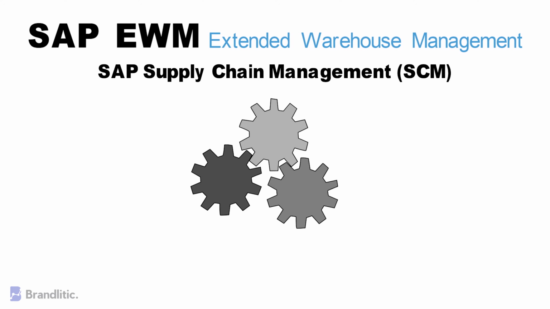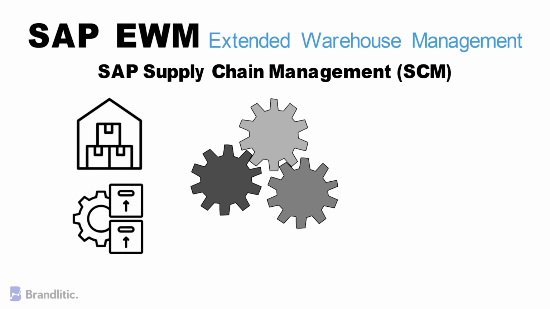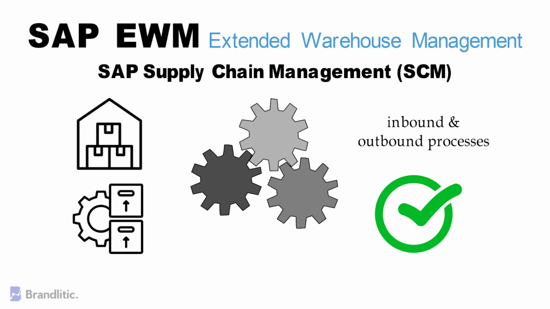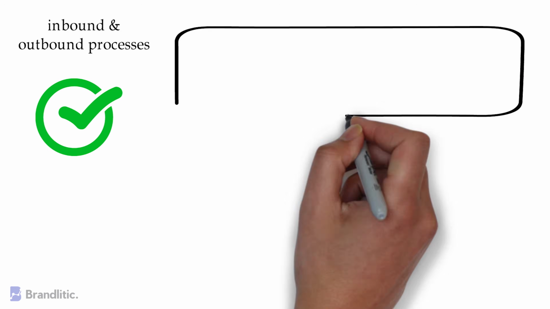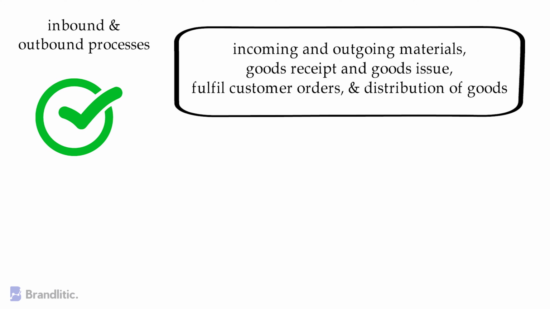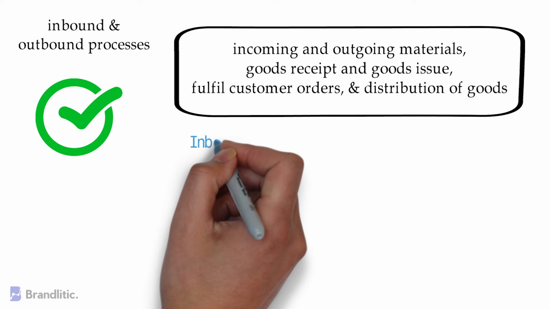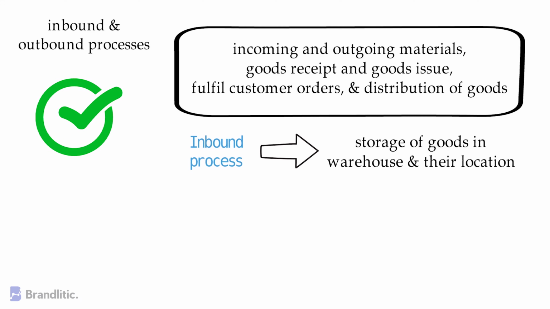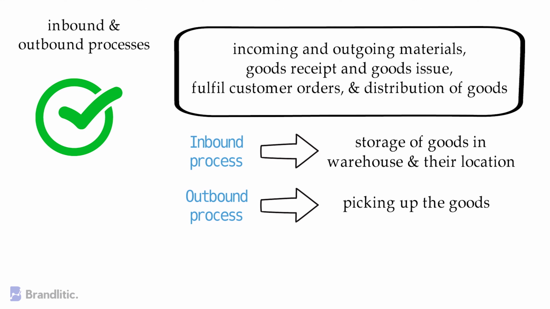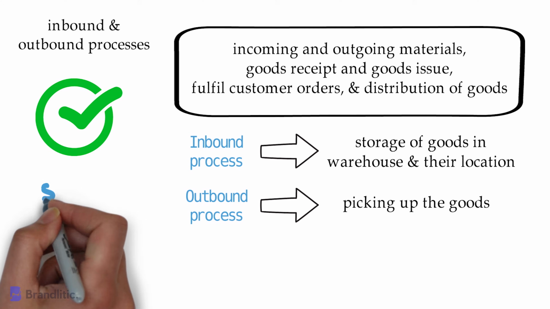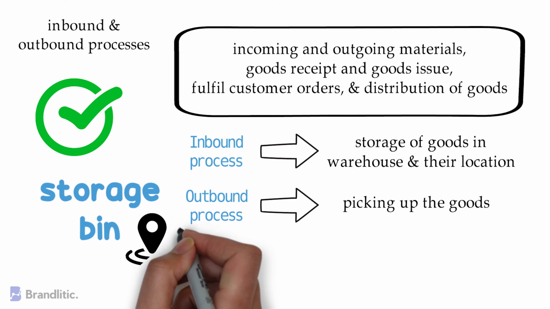It is used to efficiently manage inventory in the warehouse and for supporting processes of goods movement, and allows the company to control their warehouse inbound and outbound processes along with the movement of goods in the warehouse. To add here, the main purpose of a warehouse is incoming and outgoing materials, goods receipt and goods issue, fulfilling customer orders and distribution of goods. And simply, inbound process states the storage of goods in the warehouse and their location, and outbound process states picking up the goods wherever a material is stored in a warehouse. It is stored in the storage bin and hence we can find its current location.